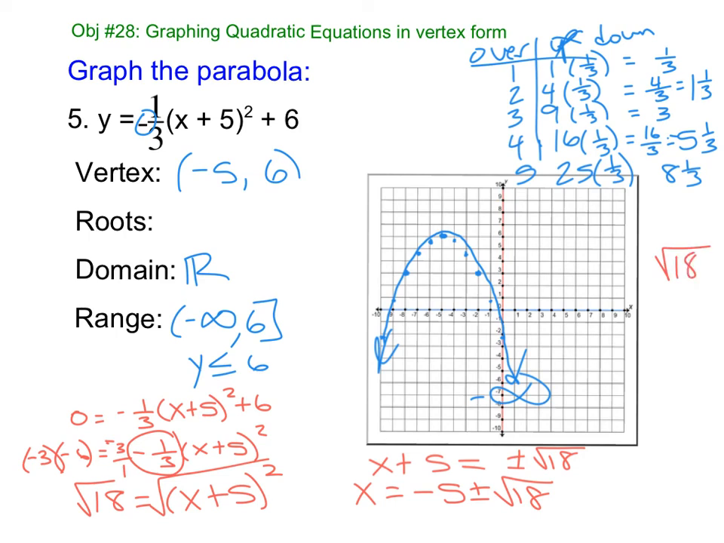What perfect square goes into 18? 1 times 18, 2 times 9. 9 is a perfect square. So square root of 2, square root of 9, square root of 9 is 3. So my answer is negative 5 plus or minus 3 root 2. That's rough. I do understand that that's really hard.